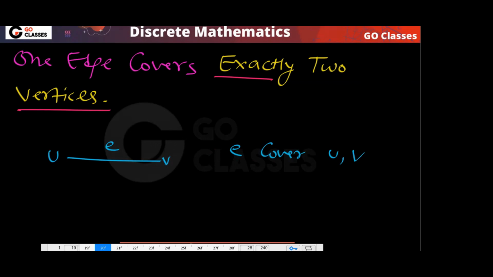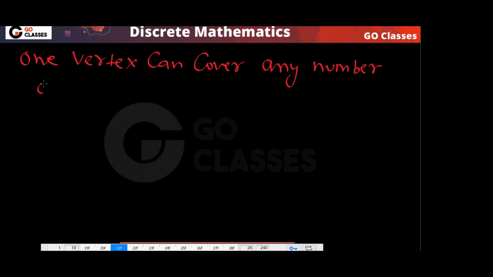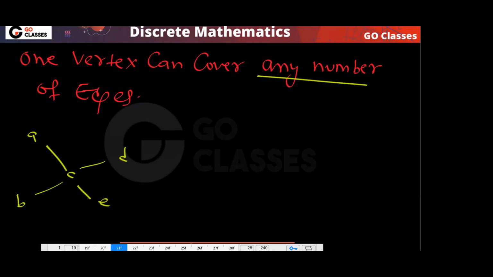And what about a vertex? One vertex can cover how many edges? It can cover any number of edges. Remember, one vertex can cover any number of edges. There is no limitation. For example, here you can notice this C, A, B, D, E. Here this C is covering all the edges. This vertex C covers all edges.